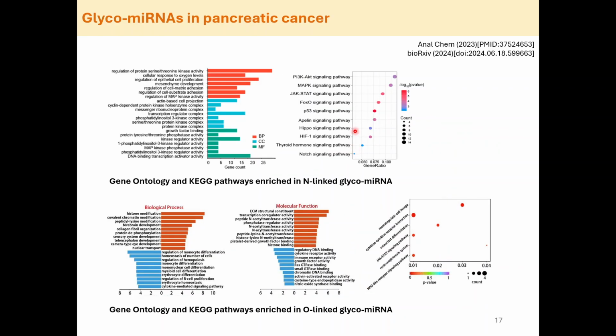In pancreatic cancer cells, many N- and O-linked glyco-miRNAs have been identified. Differentially glycosylated miRNAs are related to regulation of kinase signal transduction and cell differentiation tied to pancreatic cancer cell pathophysiology.